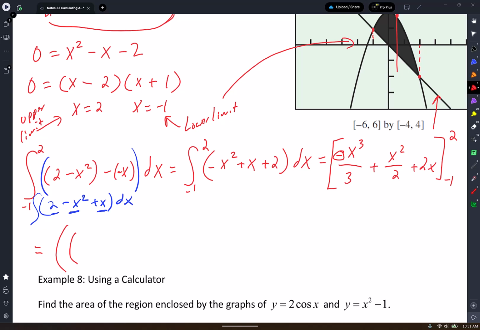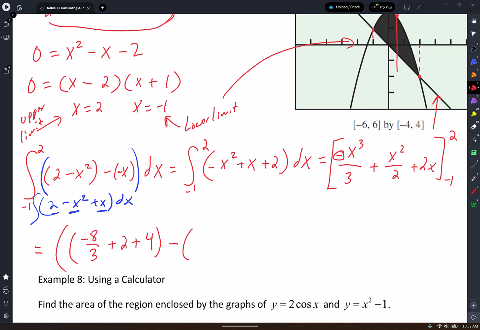2 to the third power is 8. Put the -8 there. -8 thirds. Plus 2 squared divided by 2 plus 2 times 2, 4. I don't see any issues. Let me check. 2 squared, 4, 4 divided. Okay, close parenthesis there. Minus, open another parenthesis.